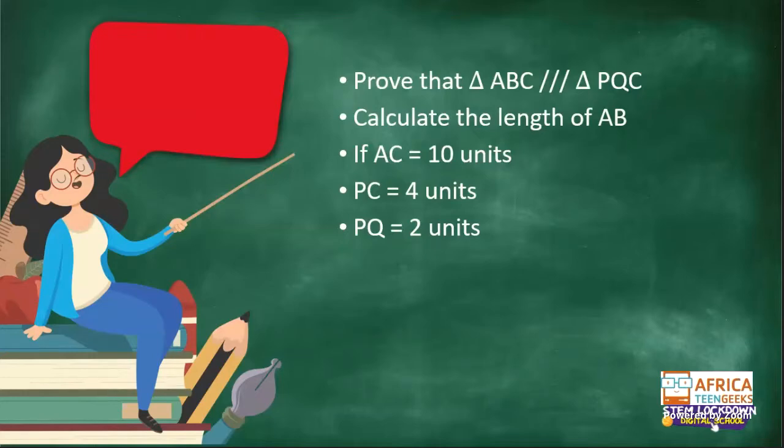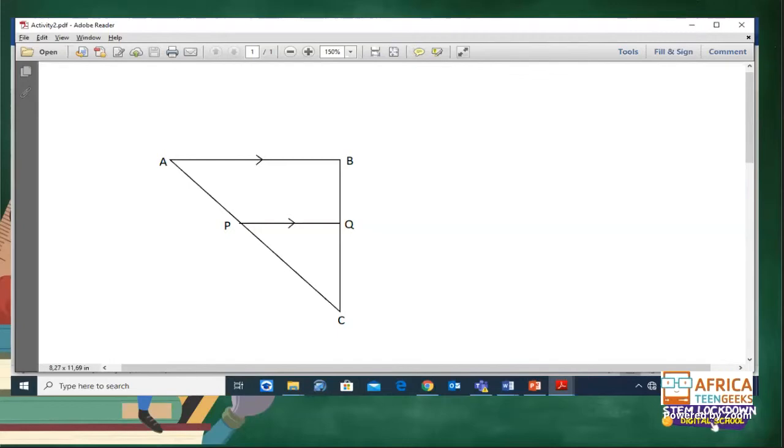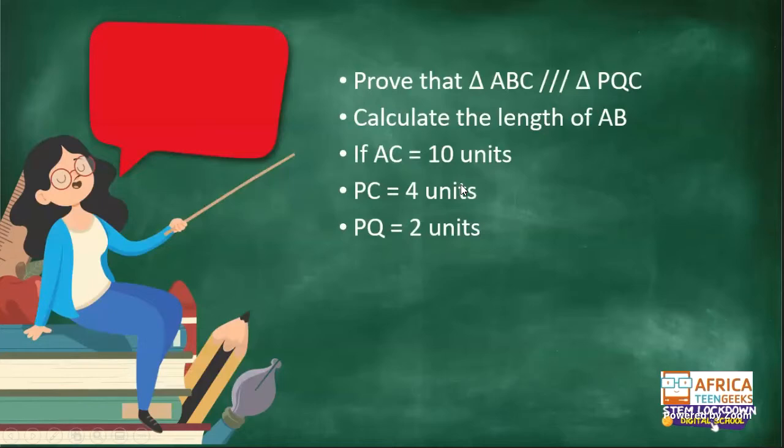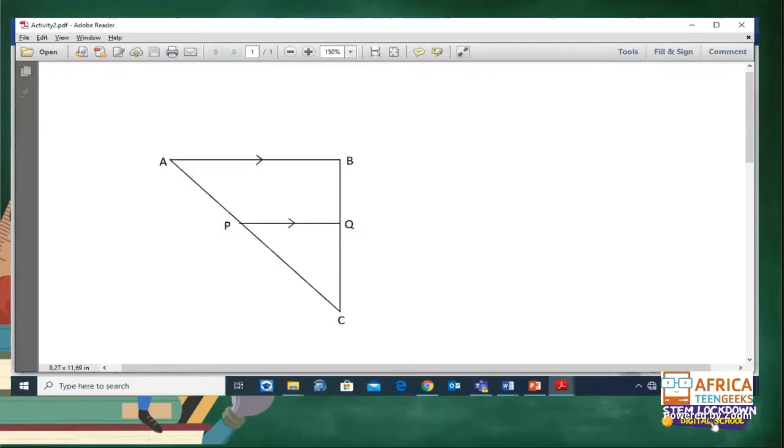Let me give you a hint. You need to use your knowledge of parallel lines. Remember, when the two lines are parallel, angles are formed. If you look at angle A, that angle is equal to angle CPQ. The two angles are equal, and we call them corresponding angles. Angle B is equal to angle PQC.